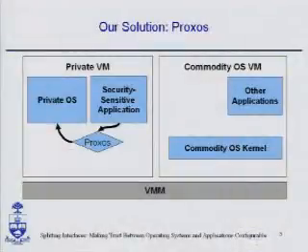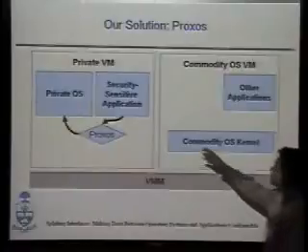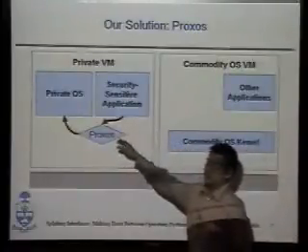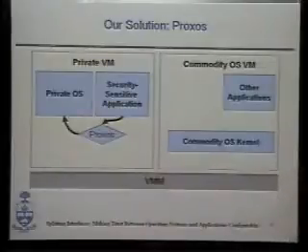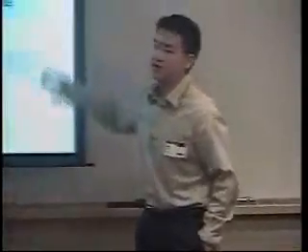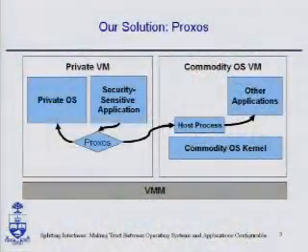And then we implement a small module called Proxos. What Proxos does is, for accesses to sensitive resources, Proxos will route those system calls to the private operating system. However, for non-security-sensitive resources that are safe to keep on the OS kernel because they don't hold any sensitive data or have any security-sensitive implication, Proxos will continue to route those to the commodity OS VM.